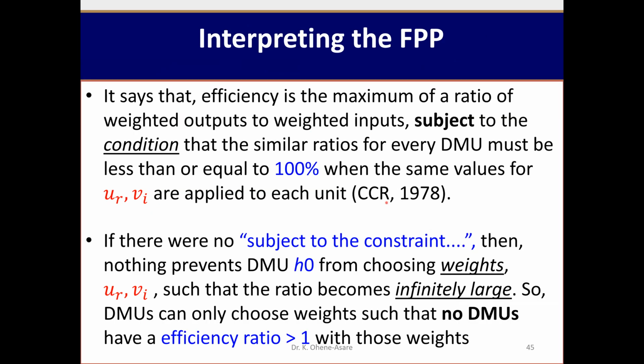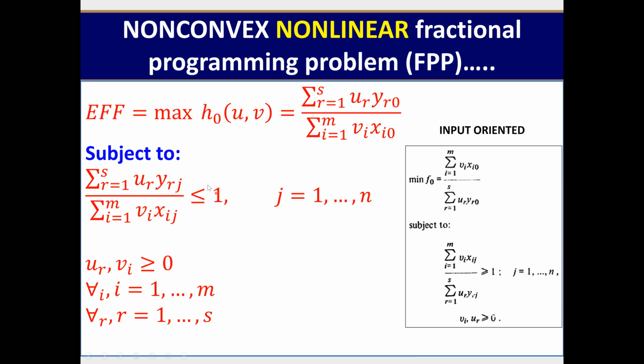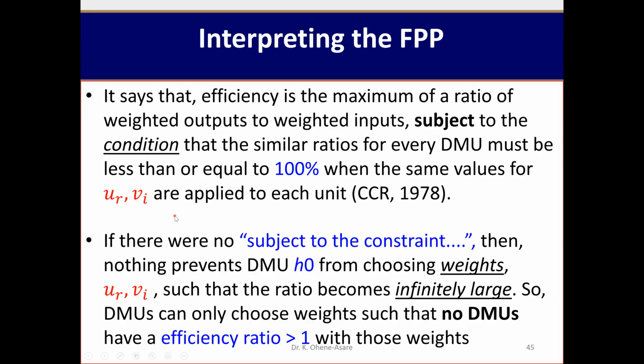Well, if that subject to that constraint was not there, then nothing is going to prevent that particular DMU from selecting so big a weight. Like picking a particular weight to be 80%, then you pick another one to be 80%, then another one. No, there must be a limit. But if you don't bring that limitation, you're not preventing them from choosing weights such that the ratio becomes infinitely large. Because if this is not limited, the ratio is going to be very, very large. It is the weight that constrains the ratio to be within the 100%. So DMUs can only choose weights such that no DMU has an efficiency score greater than 1 for the output orientation formulation.